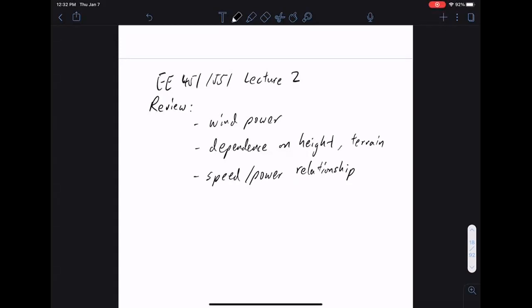Last class was about, if you're at a certain height above ground and the wind is blowing at a certain speed, how much power is there? How much mechanical power is there in that moving mass of air? For this class, our goal will be to look at the design of the turbine and the blades to see how much power we can extract from this moving mass of air. So that's the idea.